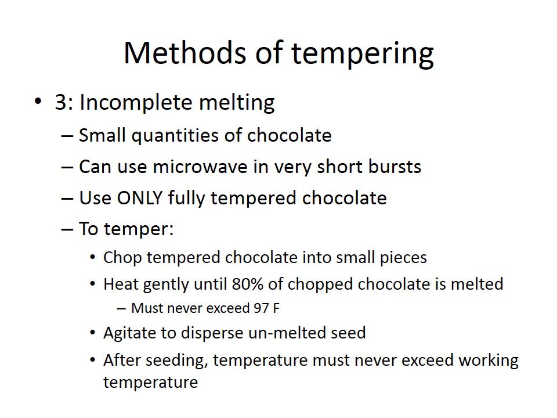So to do this one, we take fully tempered chocolate, chop it in very, very small pieces, heat it very gently until about 80% of the chocolate is melted. If it's a Form 6 crystal, it can go up to 97 degrees. 90 degrees is safer. Okay, so it might still be a Form 5 crystal. So we stir, stir, stir, and the heat of the chocolate melts the rest of the seed. And as long as the final product doesn't exceed 90 degrees, it still stays tempered.